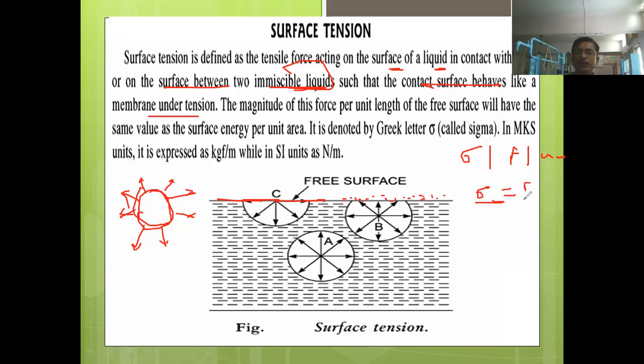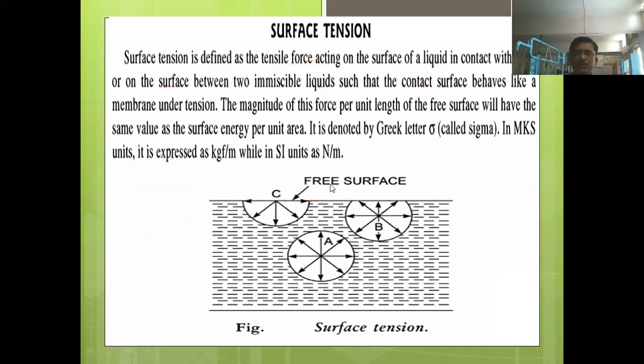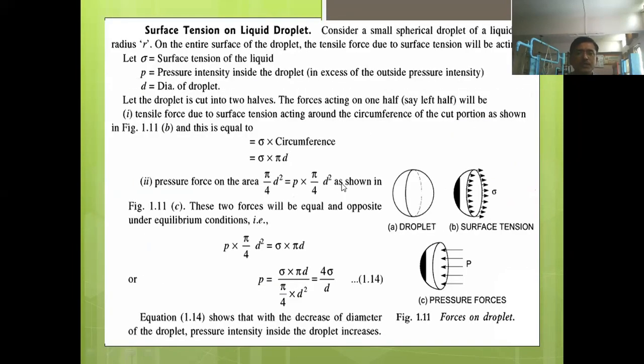As it is force per unit length, it will have a magnitude. You can note it down. Sigma is equal to F upon L, that is force per unit length. The SI unit will be Newton per meter, or the MKS unit will be kg of force per meter. So these are the units for surface tension. This was the point we discussed in the previous lecture. Now we are going to see the derivation for the surface tension of a liquid droplet.